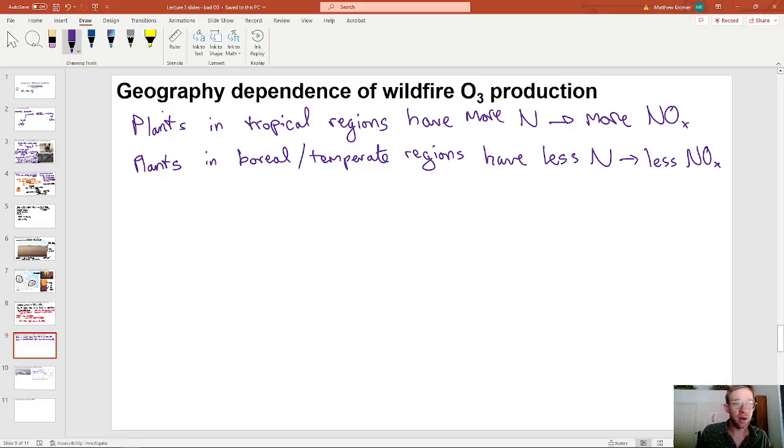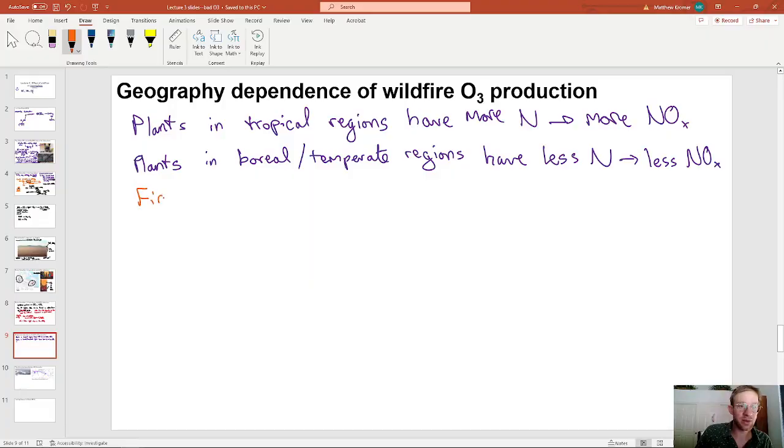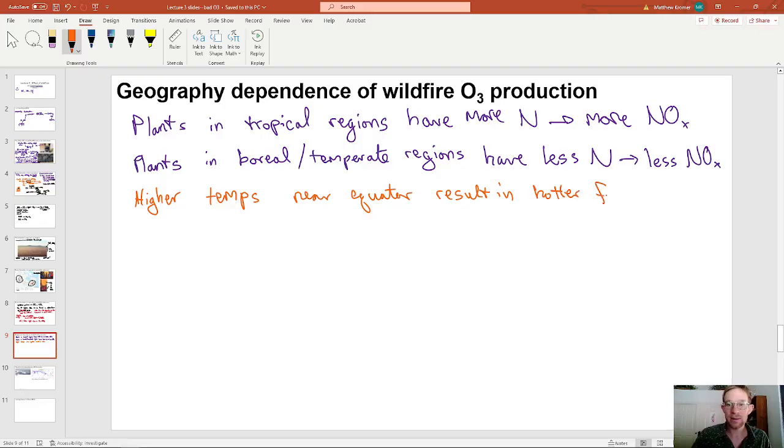There's one other really interesting distinction to make here between tropics and temperate regions: fires in the tropics burn at higher temperatures. It's not so much the fires, but the higher temperatures just inherently. Regions near the equator are going to be warmer. So higher temps near the equator result in hotter fires, and therefore more complete combustion.